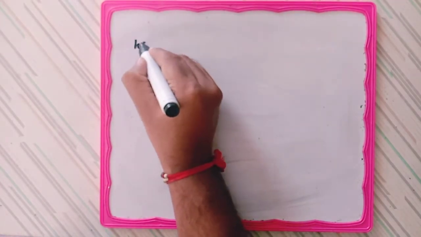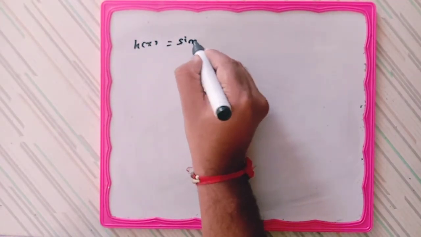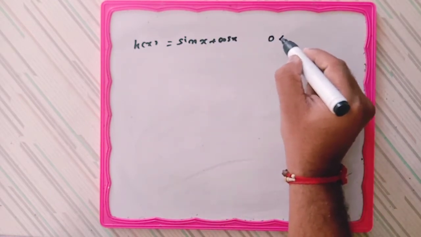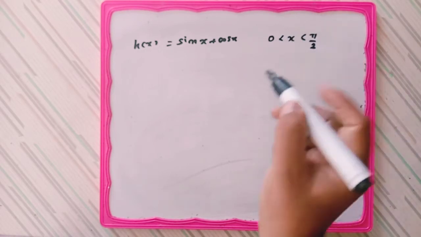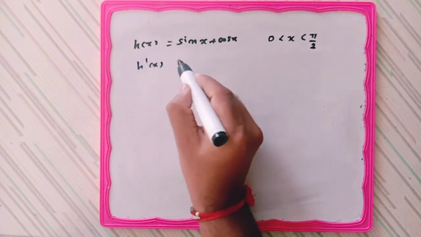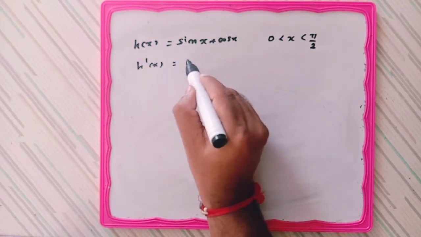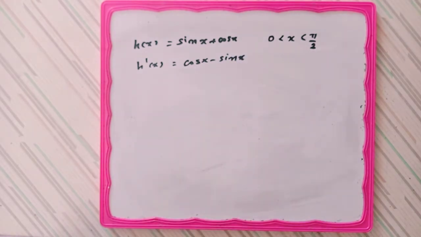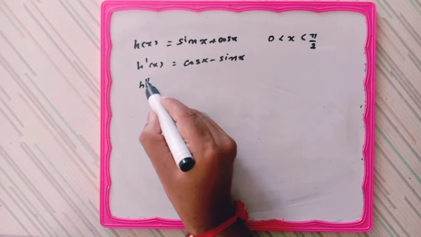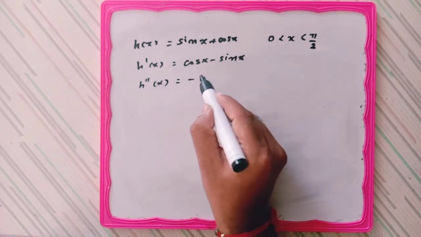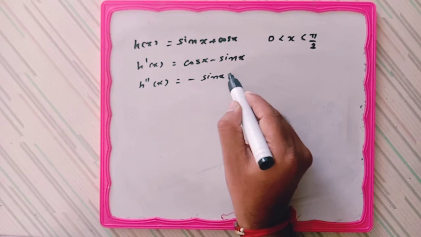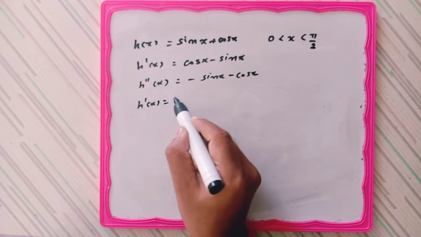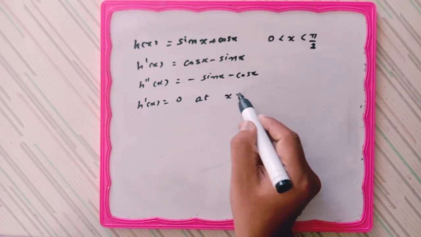Now the third question, we have h(x) equals sin x plus cos x, where x belongs to 0 to pi by 2. And so h dash x we take, it is cos x minus sin x, and so h double dash x we take, which is again minus sin x minus cos x. So h dash x is equal to 0 at x equals pi by 4.